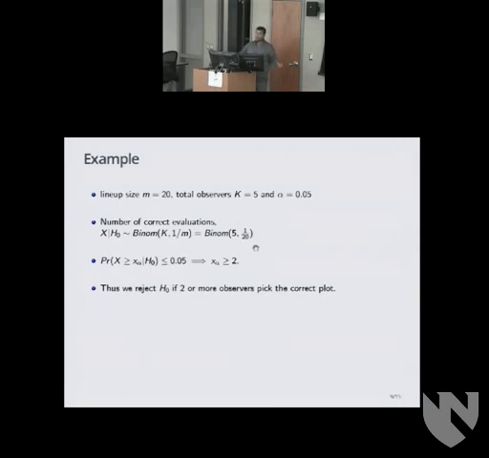Then we can solve these equations to obtain the value of correct evaluations for which we will reject the null hypothesis. And we got that x alpha has to be bigger than 2. So if 2 or more people pick the actual plot, then we can reject the null hypothesis. If I show it to 5 people and 2 or more people obtain the actual plot, then I can reject. If only one person finds the actual plot, I cannot reject. So this is how we solve this problem of rejection.